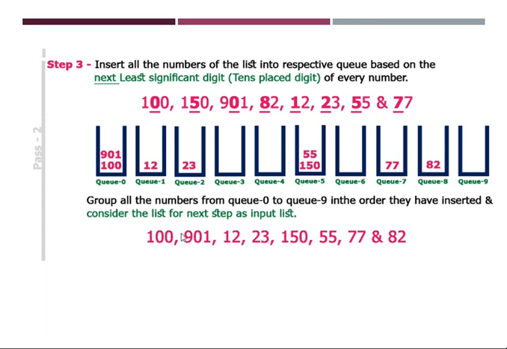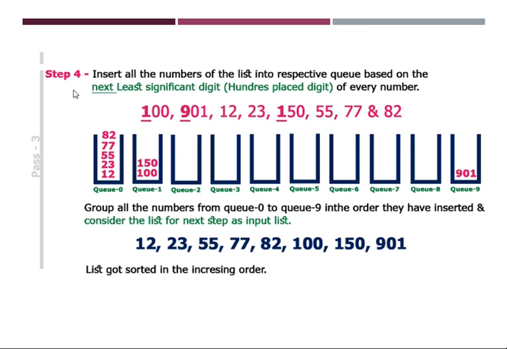Now this will be the sequence of elements when we take them out. In the last step we will consider this particular digit and sort the elements in this fashion. So step number 4, insert all the numbers of the list into respective queues based on the next least significant digit. This is the digit here, and we put them into the respective queues. Hence we get this sorted list of elements using radix sort. I hope you have understood this.